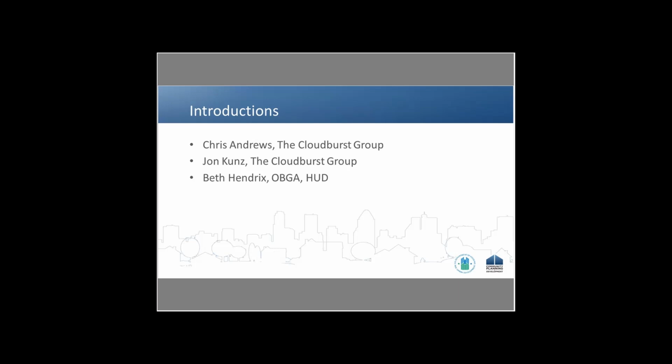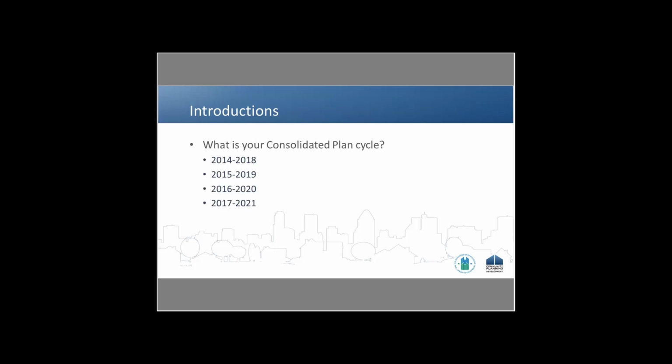To get started, we're going to use the hand-raising tool in your WebEx panel. You'll see there's a little hand symbol, and when you click that, it'll raise your hand. Just to get a sense from all of you of what your consolidated plan cycle is, if 2018 will be year 5 of your consolidated plan cycle, if you're a 2014 to 2018 cycle, go ahead and raise your hand.